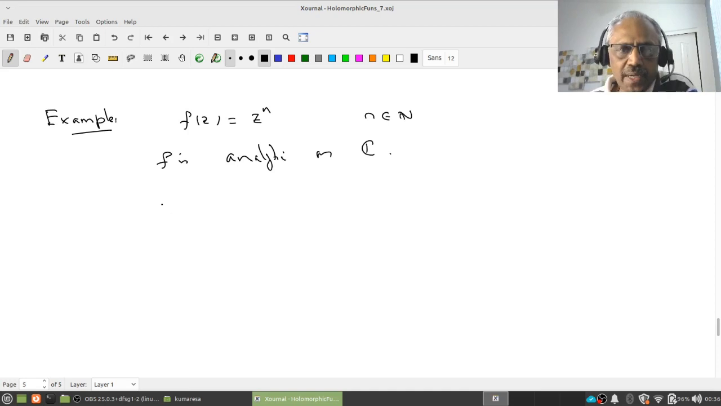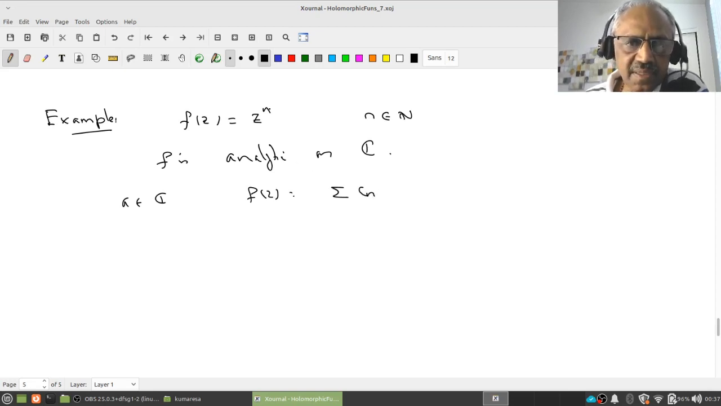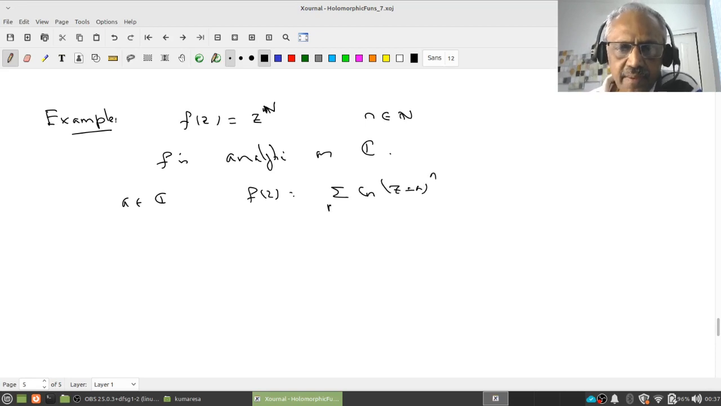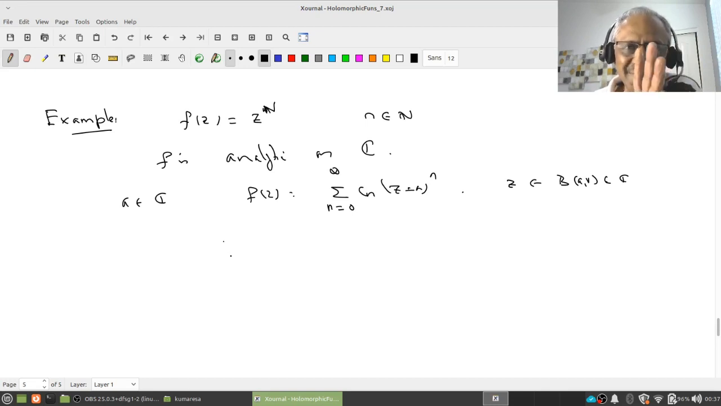So how do I prove that? If you give me an a in C, then I have to write f of z as a summation of c_n times (z minus a) to the power n, n running from 0 to infinity, for z in some ball around a which is contained in C. But what is the obvious thing? If you have gone through my lectures on Taylor series, the first example I talk about is the Taylor expansion.